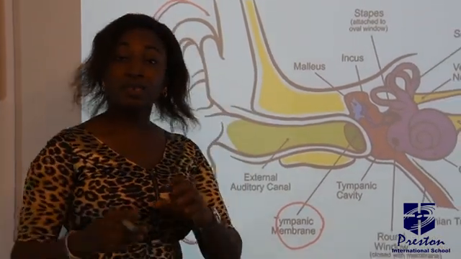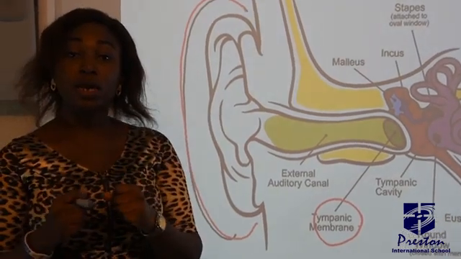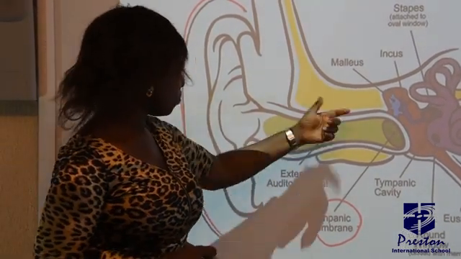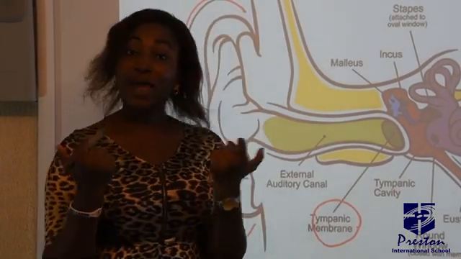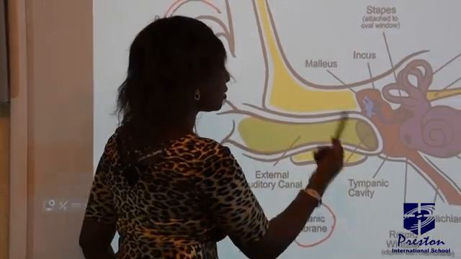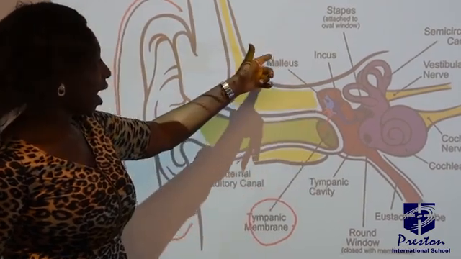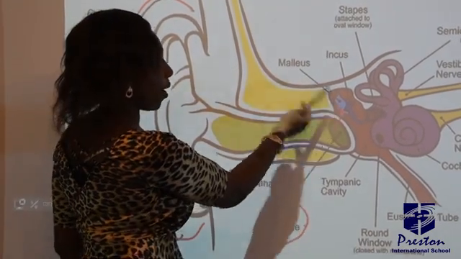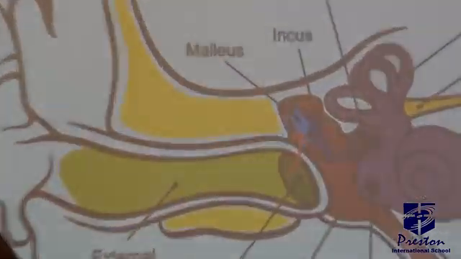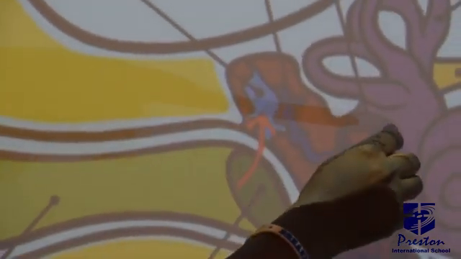As the sound waves impinge on the eardrum, it vibrates the eardrum. Then these sound waves are transmitted to the malleus. That's what we call the hammer. You can see the structure somewhere here. At the malleus, these sound waves are also moved to the incus, then to the stapes.